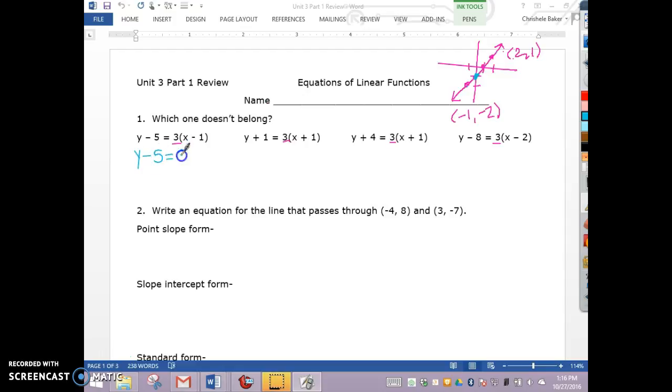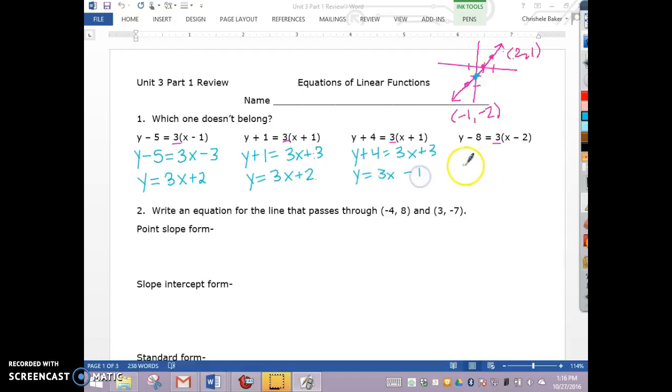We are going to distribute the 3. We are going to add 5 to both sides. We are going to distribute the 3. We are going to subtract 1 from both sides. We are going to distribute the 3. We're going to subtract 4 from both sides. We are going to distribute the 3. And we are going to add 8 to both sides.